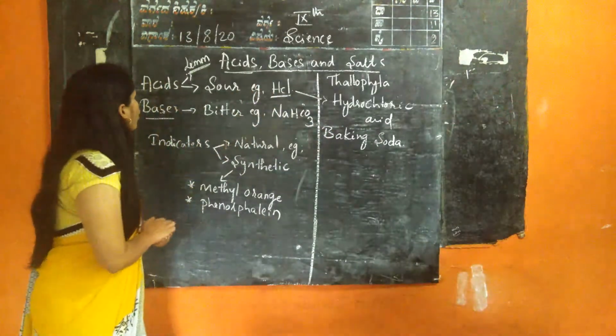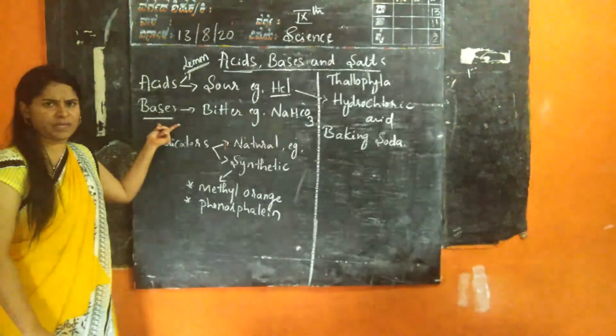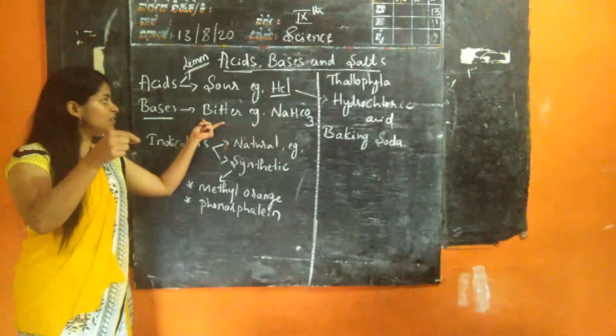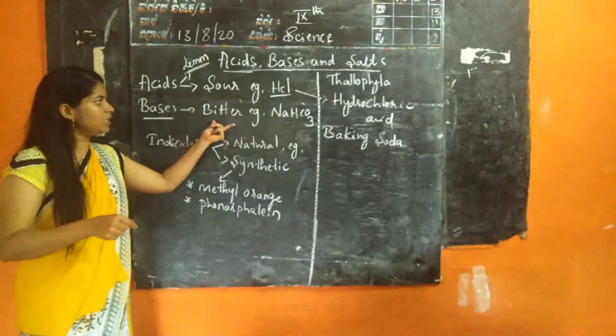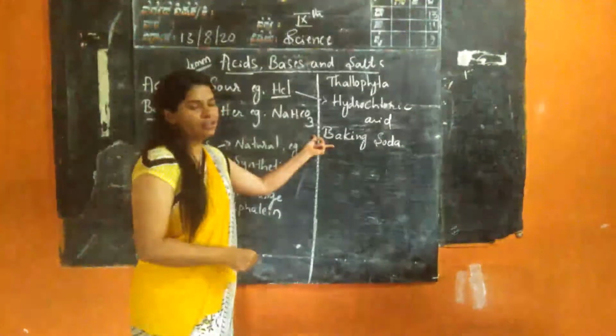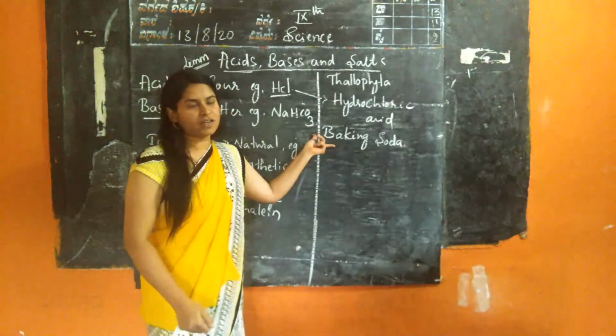Next we will move on to the bases. What is the property of a base? If the food material is bitter in taste, then we will say that it has a base. For example, baking soda. What is this baking soda?